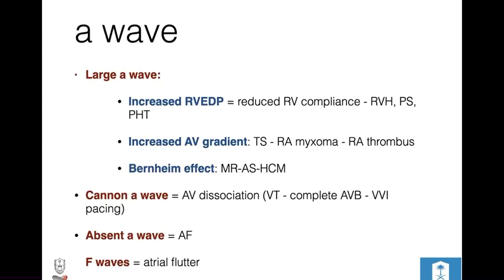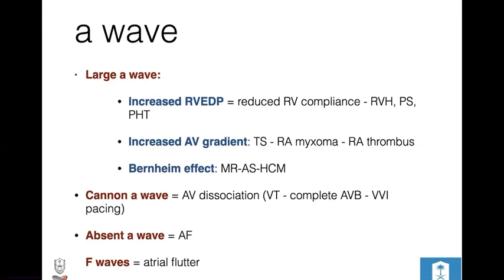The Bernheim effect can happen, as you mentioned, Dr. Saleh, beautifully, in mitral regurgitation, aortic stenosis, and hypertrophic cardiomyopathy. Your homework today, if you go back, is to read about the Bernheim effect and the reverse Bernheim effect. It is a beautiful mechanism if you understand why the large A wave happens. It's a very simple concept, or we can talk about it in a different session. But those are the three mechanisms of the etiology of a large A wave.